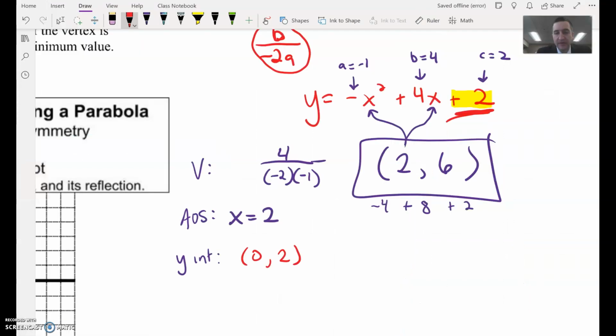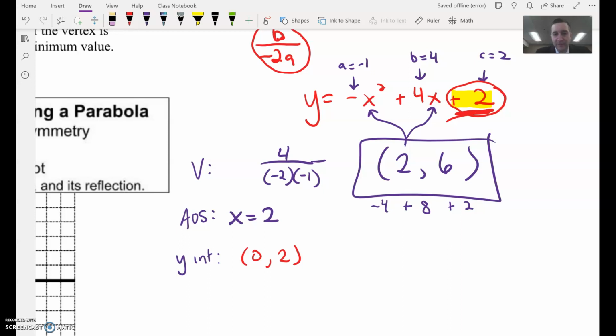How do you know that? How is that always true? Because look what the x is. For a y-intercept, the x is always 0. And if you plug a 0 back into your equation, 0 squared is 0. 4 times 0 is 0. What's all that's left? Just the constant. Okay, so the y-intercept is always the constant.